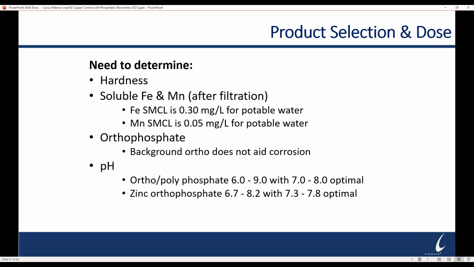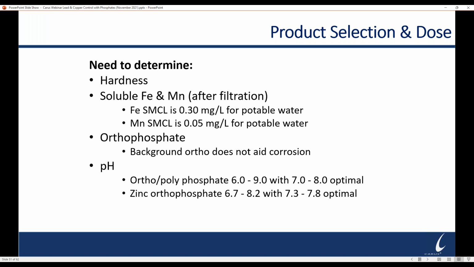What's the pH of your water going out the door? Ortho poly blends work best between pH 6 and 9. Ideally, though, we'd love to be in the mid-7s to be optimal. In the case of a zinc ortho, you really need to be in that mid-7 for them to work the best. So your pH range will matter.